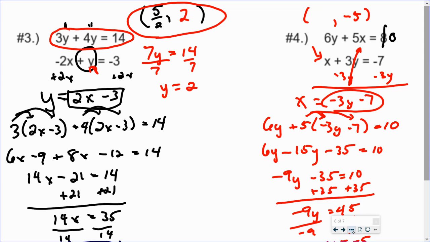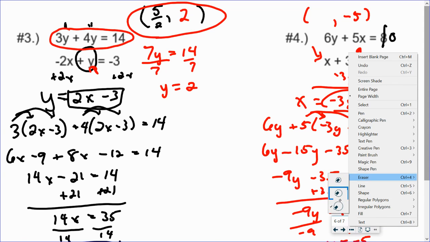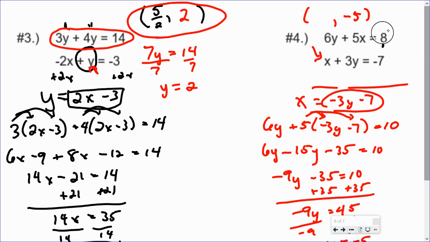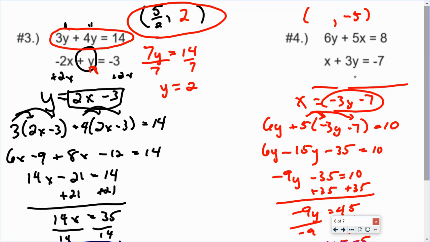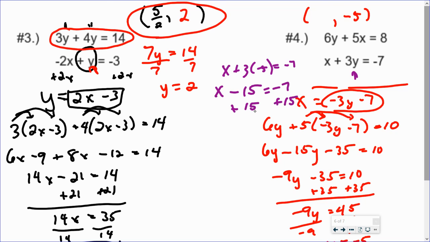Okay, so now let's look at this. I feel like I want to put that negative 5 in here for this one. It really doesn't make any difference, but this is a little bit smaller, so let's try that. 3 times negative 5, x minus 15 is equal to negative 7. X is equal to 8.